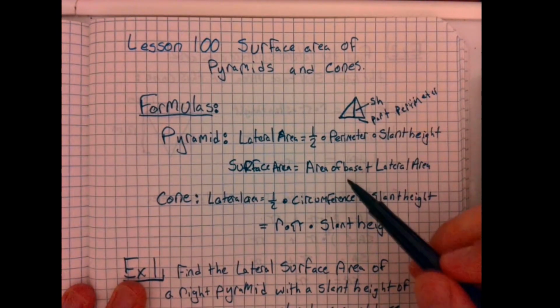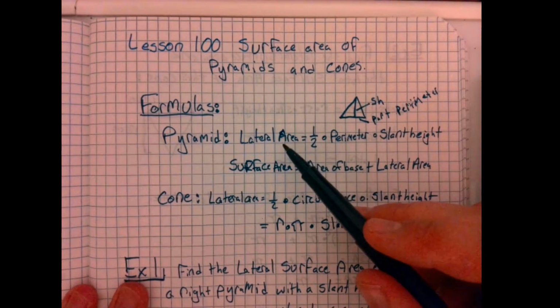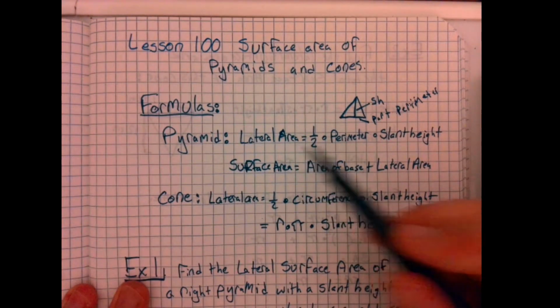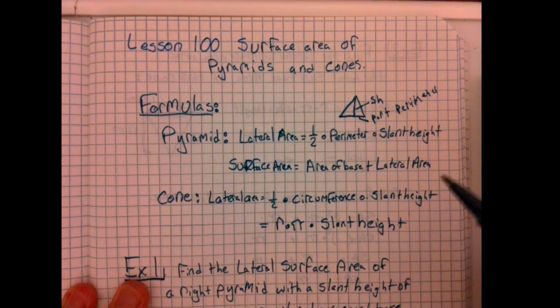The surface area is just going to be the area of the base plus the lateral area. So once we find the lateral area, finding the surface area is going to be really easy.